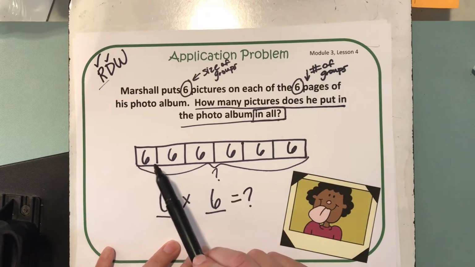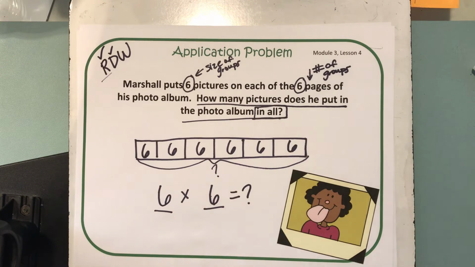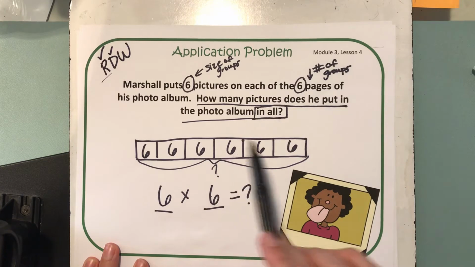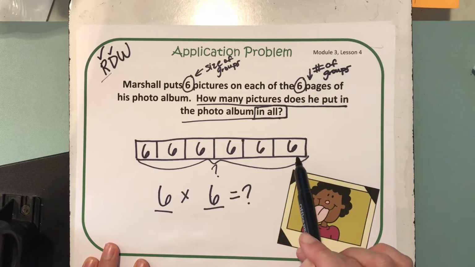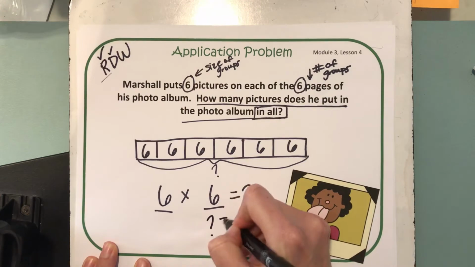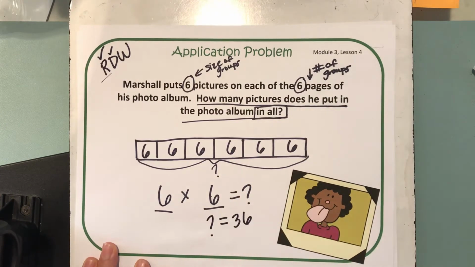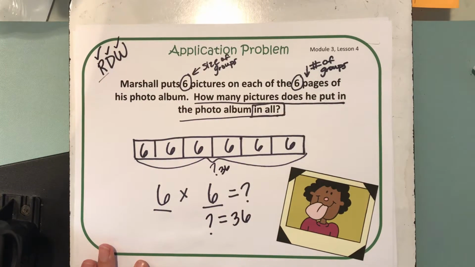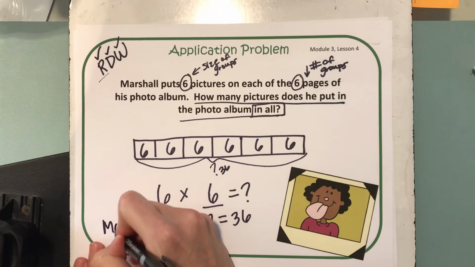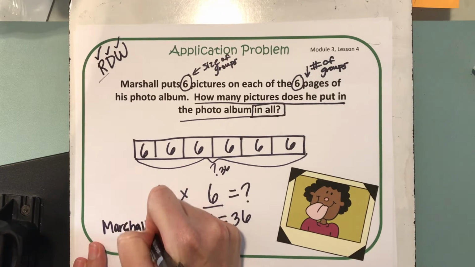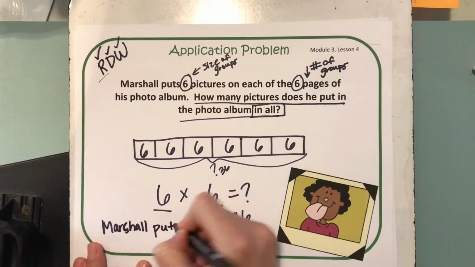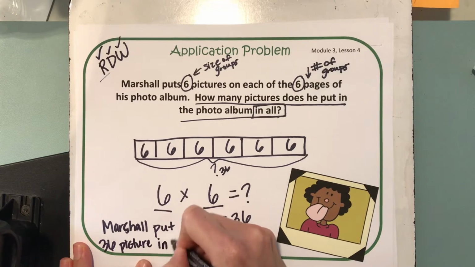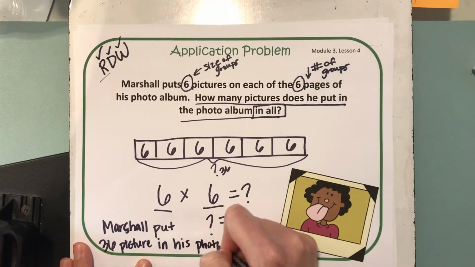So let's skip count by 6. I have 6, whoops, hold on one sec. 6, 12, 18, 24, 30, 36. So my total is 36. Now I'm going to write a sentence. Marshall put 36 pictures in his photo album.